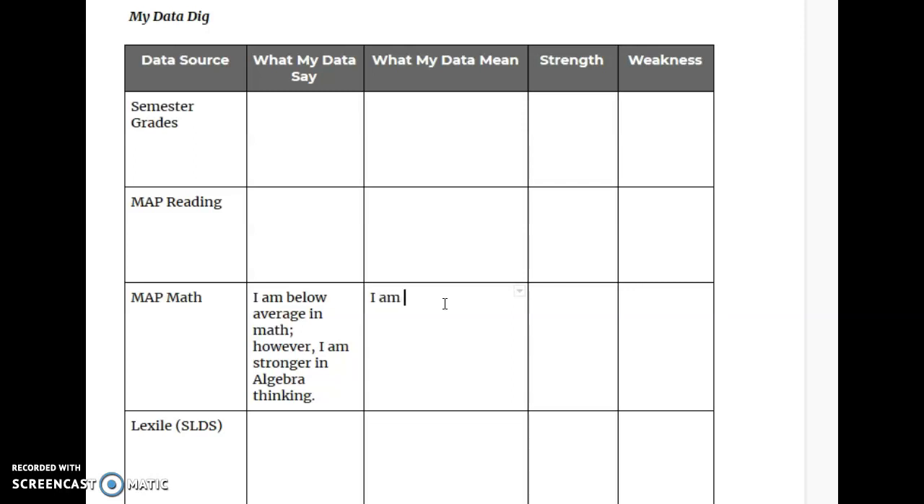I am doing okay with algebra, but I may need more practice with number systems. And then I could mark that just as being a weakness. And I could just put weakness there. If you're handwriting, you can just put a check there.